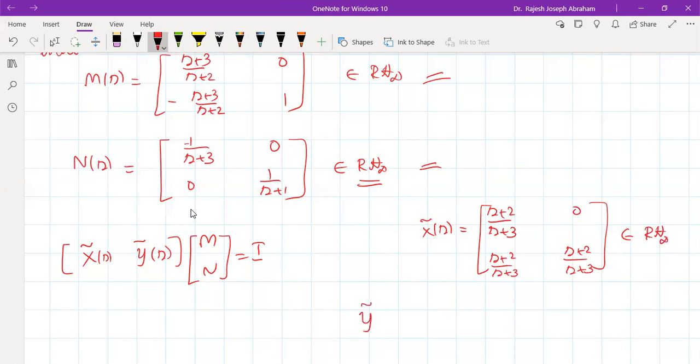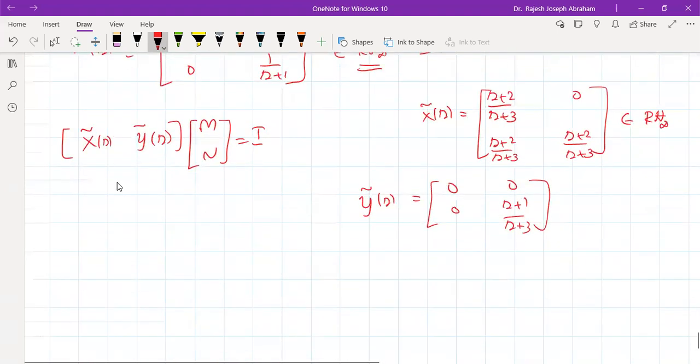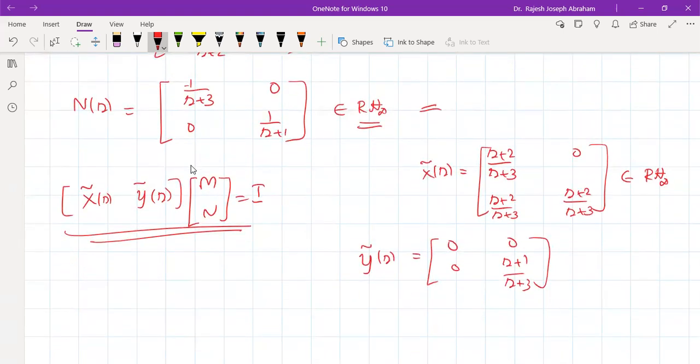And what will be our corresponding y tilde of s? That can be 0, 0, 0, s plus 1 by s plus 3. So now you verify whether the identity holds good or not. What is the identity? This Bezout identity, whether it holds good or not, you just verify. If it holds good, then this M and N, they are right coprime. Just verify whether this identity is valid or not, just with these values of x tilde and y tilde. Please verify.